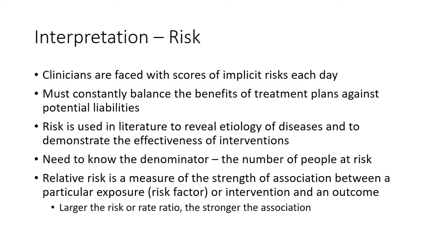One of the big things you have to know here is the denominator, or the number of people who may be at risk for a given outcome, as far as the population goes. We use relative risk. It's going to be a measure of the strength of an association between a particular exposure, say a risk factor, or an intervention, and an outcome. So again, the larger the risk or rate ratio we see here, the stronger an association we're going to be able to pull away from this.